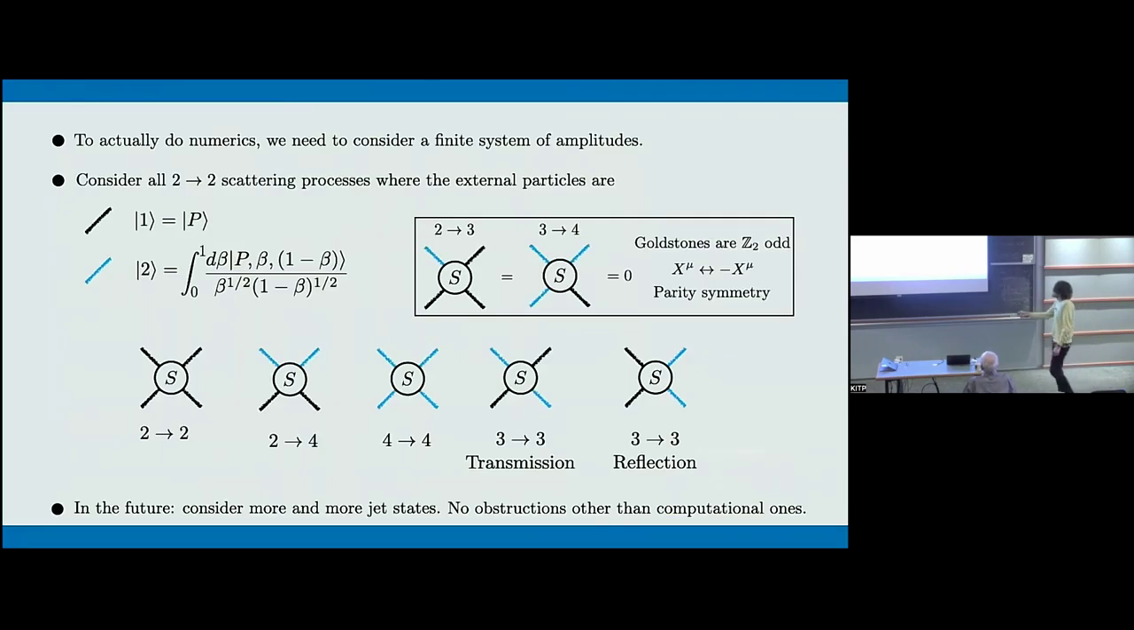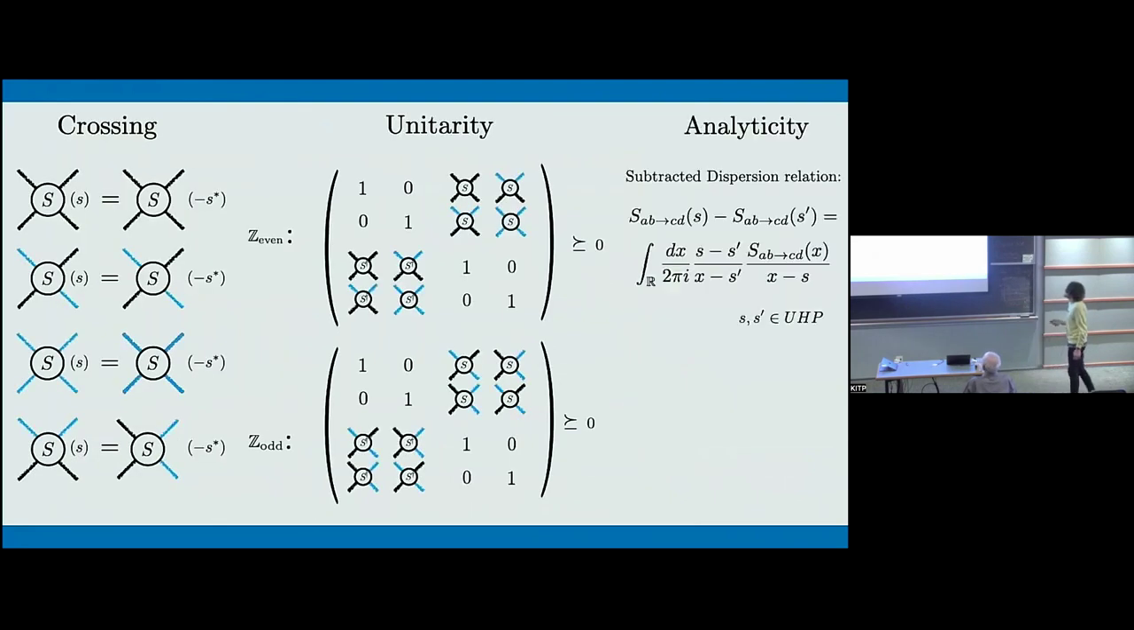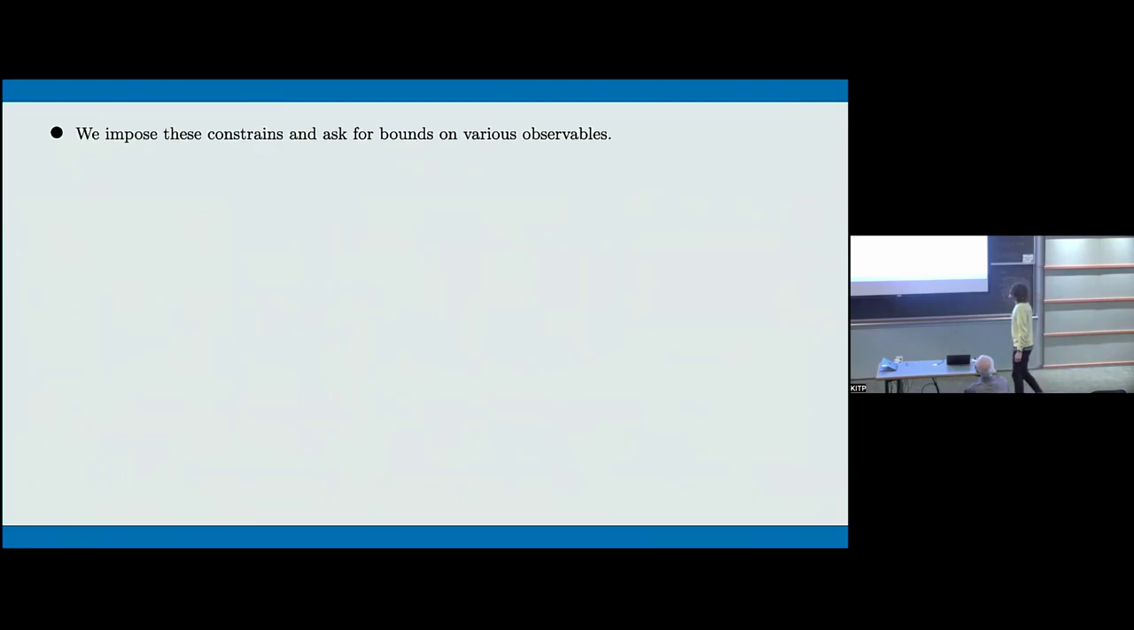In the future, one can consider a bigger system with more and more jets and so on. There's no obstructions other than computational obstructions. And then the basic constraints take the usual form. So crossing becomes a simple linear relation between amplitudes. Unitarity becomes a semidefinite constraint. And analyticity takes the form of some simple subtracted dispersion relations. So we can impose these constraints and ask for bounds on various observables. And I don't want to emphasize the numerical methods, so for today we will just assume that everything is done analytically, which is approximately true.